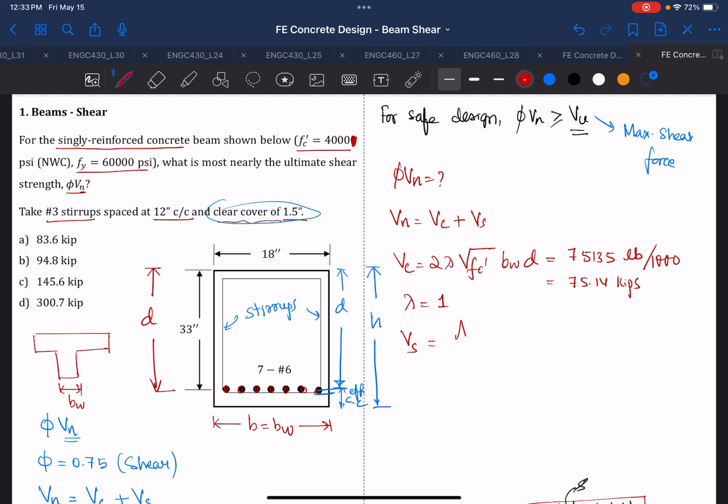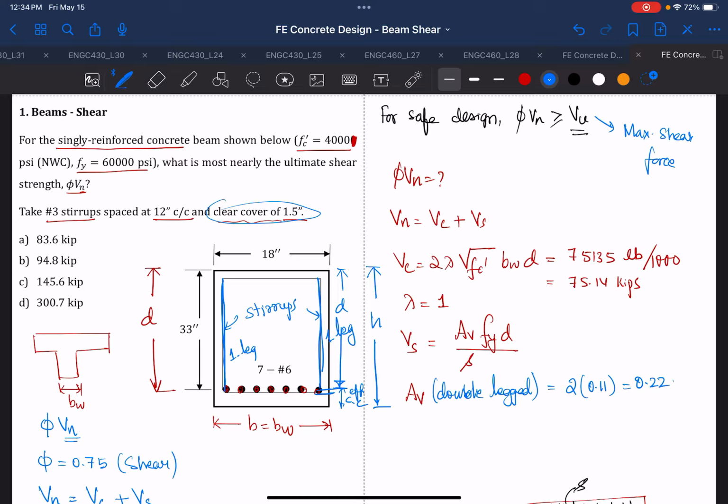And then Vs is equal to Av fy d divided by s. What is Av? Av is the area of stirrups, and in this case, because we provided the stirrups on both sides, this is considered one leg, and on the other side, this is also considered one leg. So we have a double leg, and if it is double leg, this would be 2 times the area of number 3, and the area of number 3 is 0.11, so that will be 0.22 inch square.